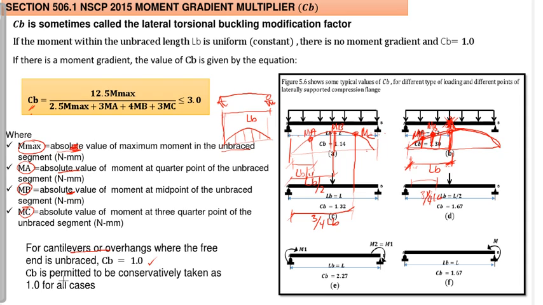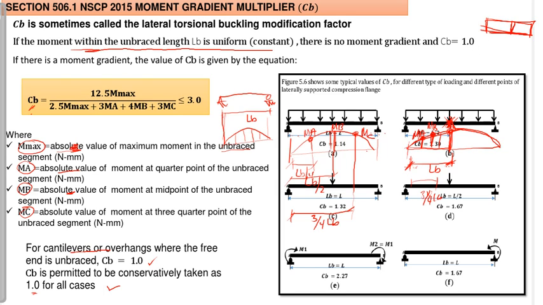And CB is permitted to be conservatively taken as 1.0 for all cases. Pag wala tayong moment gradient multiplier dito, 1.0. So, dito, if our moment within our unbraced length, LB, is uniform. So, pag uniform yung moment natin, pag ito yung moment diagram natin, pare-parehas lang yung moment natin, there is no moment gradient and CB is equal to 1.0.